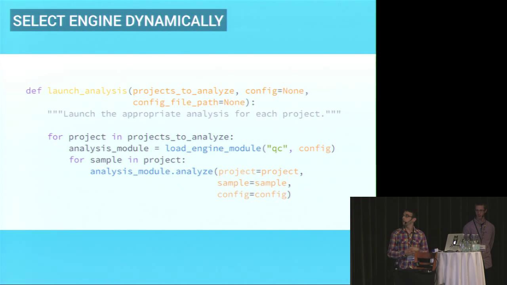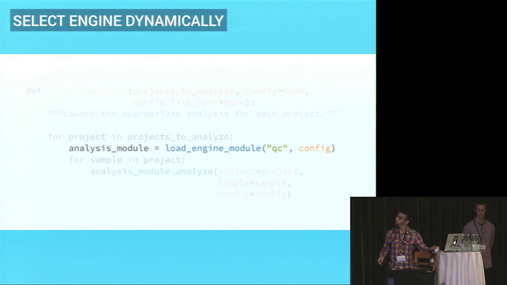This is the piece of code that is used for launching the analysis. You basically iterate over your projects and samples, and here is the important line of code. Only by specifying QC in the configuration file, I'm loading a specific QC engine. QC stands for quality control, which is the part that just checks that the data has the quality that you expect. If you change QC to BP, for best practices, you are loading another engine, or whatever is defined in the configuration file.